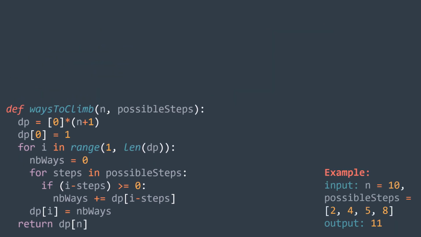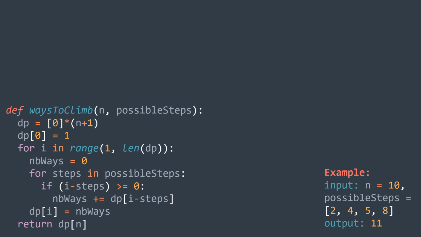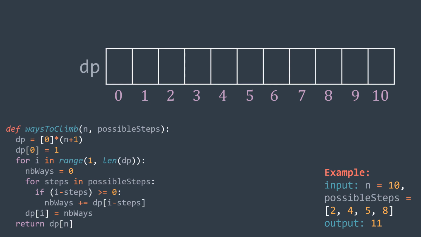Let's do it with this example, n equal to 10 and possible steps are 2, 4, 5, and 8. We create an array dp of 10 plus 1 elements, 11, and we put 1 in dp of 0. Now we calculate dp of 1. 1 minus 2 is negative, same thing for 1 minus 4, 1 minus 5, and 1 minus 8, so the sum is 0, we have no way to reach step 1. dp of 2 now, 2 minus 2 is 1, and other possibilities are negative, so the sum is 1. Now dp of 3, 3 minus 2 is 1, wait, dp of 1 is 0, and other possibilities are negative, so the sum is 0.